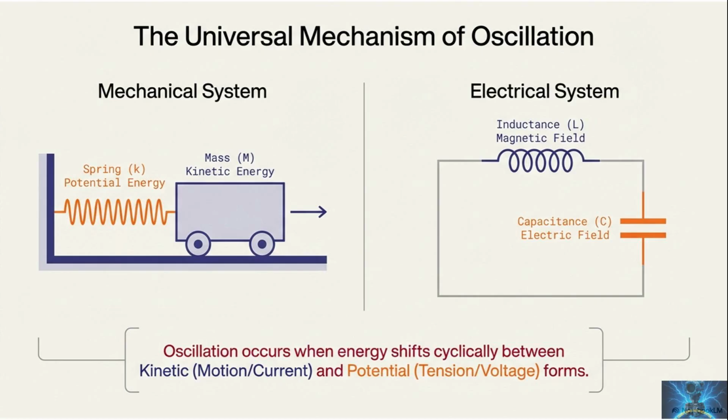Oscillation happens when energy keeps switching forms. In mechanics, energy swaps between kinetic energy and potential energy. In circuits, energy swaps between current energy in inductance and voltage energy in capacitance. When the swap repeats, you get a cycle, back and forth, back and forth. So resonance is not magic. It is just a very organized energy exchange.